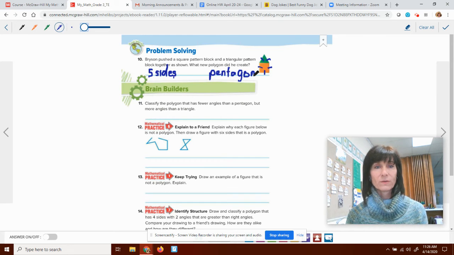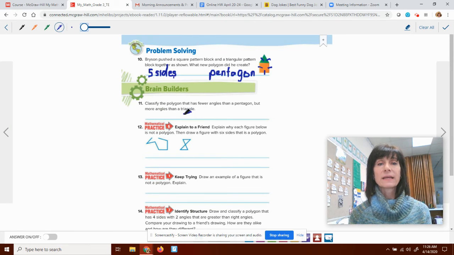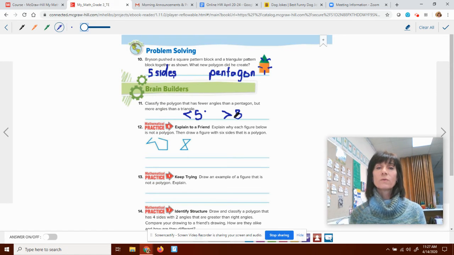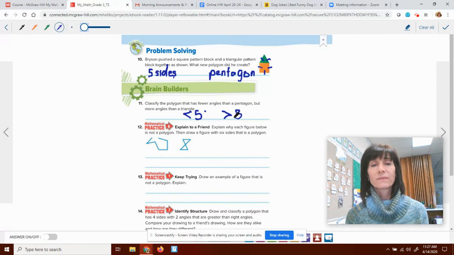On brain builders, it says classify the polygon that has fewer angles than a pentagon. So this polygon's going to have less than 5 angles, but more than a triangle. So it's going to have less than 5, but it's going to have more than 3. So what would the number be? I think you can figure that one out.